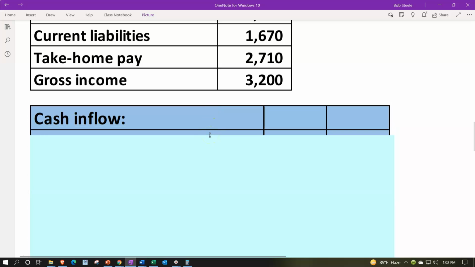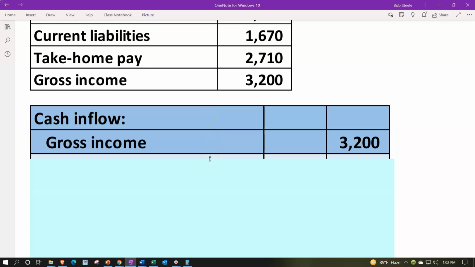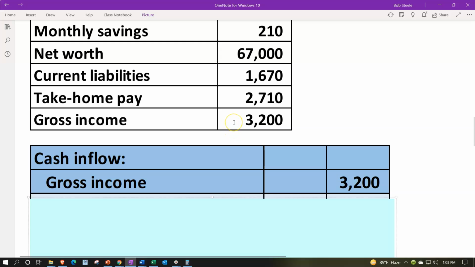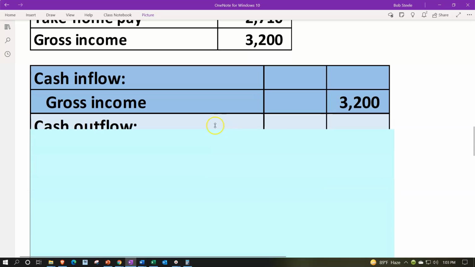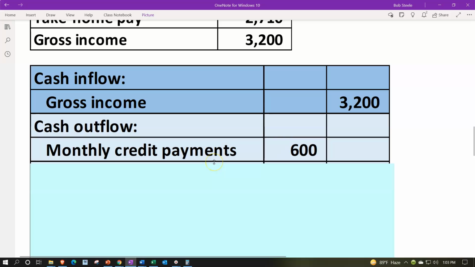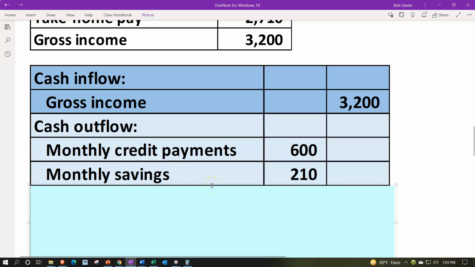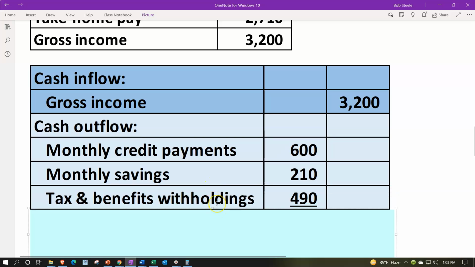And then on the income statement side, we got the cash inflows, which we're putting the gross amount at the 3,200 up top. And then the outflows, we got the monthly credit payments. We're going to put this on a cash basis, remembering that credit payment, in essence, would be partially interest and partially expense and partially decrease in the loan. Monthly savings, same thing. We're going to say that's not going to be spending cash, so it's going to come out of our cash flow kind of income statement. But it really would go into the savings account.